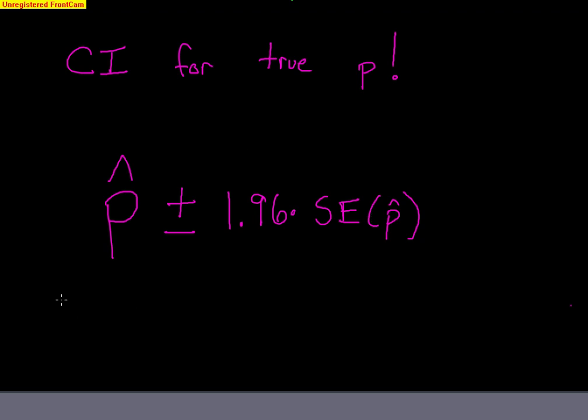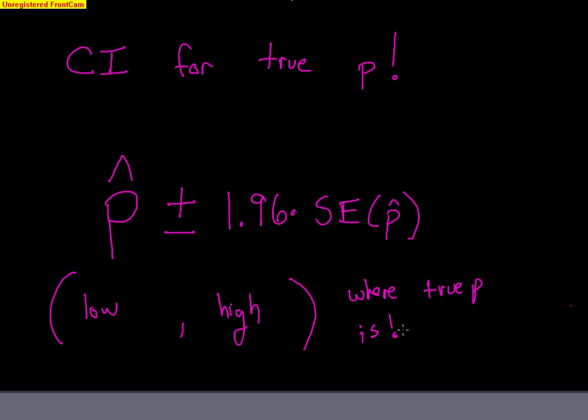So this creates an interval, from a low value to a high value, because you're going to take that P hat and add it, and then subtract it. That puts P hat right smack dab in the middle. So you get a low value and a high value, and this is an interval for where the true P is. We hope that the true proportion is within that interval.